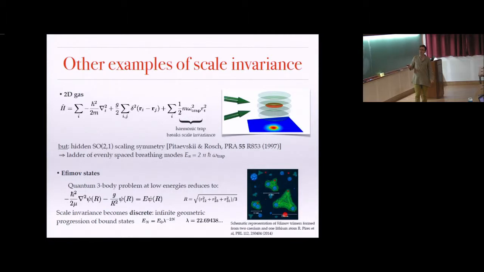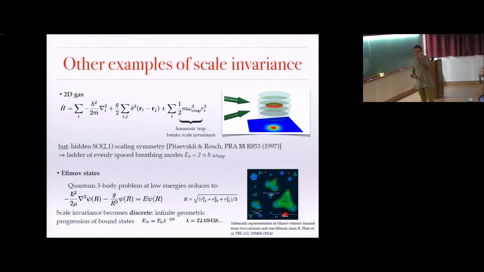Now this part, the harmonic trap, breaks that scaling invariance. But there's a very clever analysis of this problem by Pitaevskii and Rosch, and they show that there's a hidden SO(2,1) symmetry in there, which basically means that there is a scaling symmetry, and it's to do with the breathing mode, sort of dilation and contraction mode of the system. And they find then that there's a ladder of evenly spaced breathing modes. Their energies are quantized, they're exact, so the collective modes of this gas, and their frequency is twice the harmonic trapping frequency.